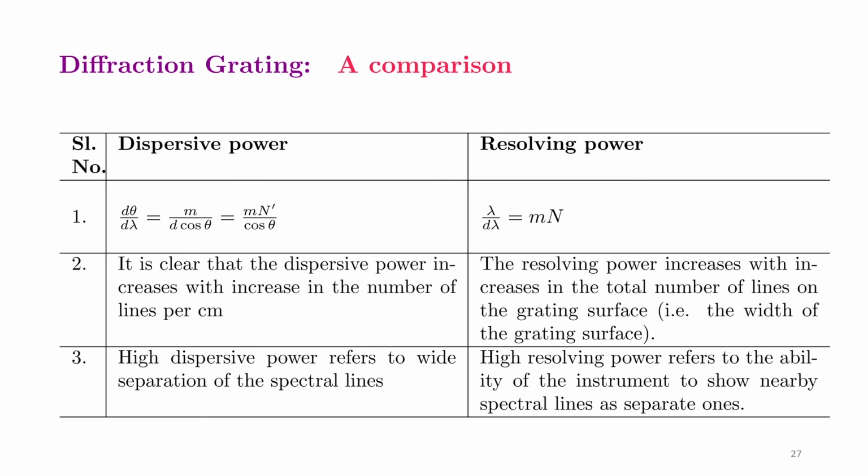So it is clear that the dispersive power increases with increase in the number of lines per centimeter, whereas the resolving power increases with increase in the total number of lines on the grating surface, that is, the total width of the grating surface. And high dispersive power refers to wide separation of the spectral lines, and high resolving power refers to the ability of the instrument to show nearby spectral lines as separate ones.